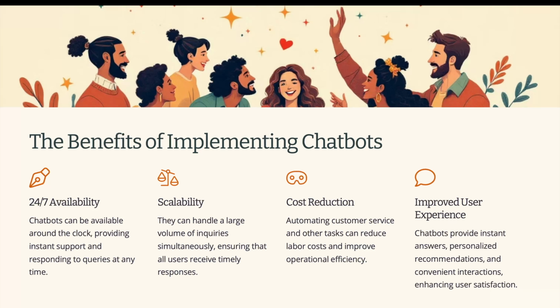They offer quick, accurate responses and can provide personalized recommendations based on the user's preferences or past interactions. This level of convenience and tailored service leads to greater customer satisfaction, which can ultimately foster customer loyalty and positive brand perceptions. In summary, implementing chatbots not only streamlines operations but also enhances user experience, scales support, and reduces costs, making it a powerful tool for businesses looking to stay competitive.